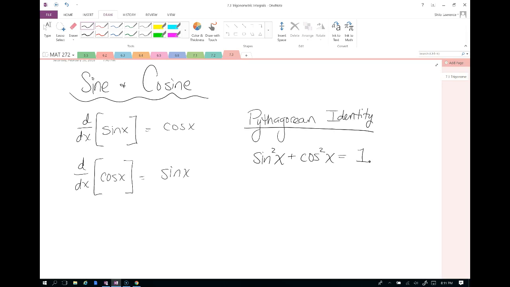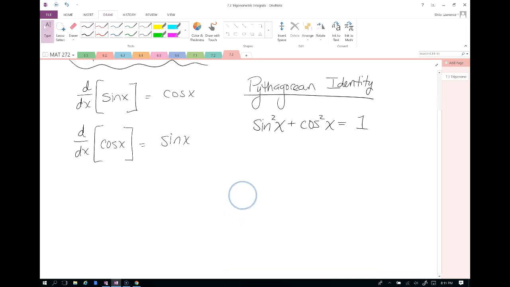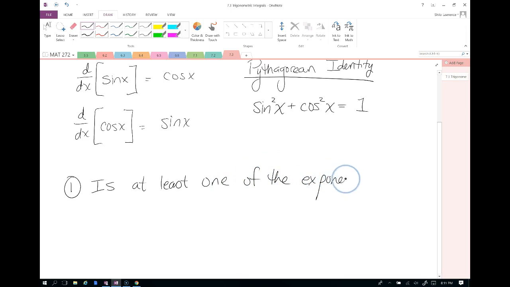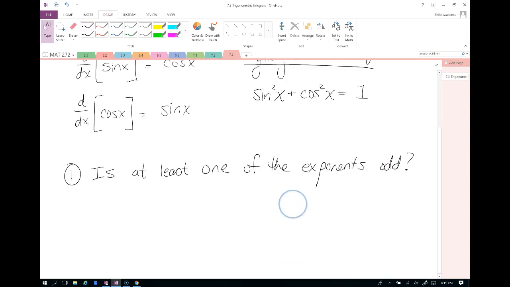But the first thing you should check when you're asked to integrate some expression that has sines and cosines in it, especially if it's just a product or a quotient of a bunch of sines and cosines, is you need to look at the powers. And you need to see if you have an odd power, or at least one of the powers odd. And if so, this is going to make it a lot easier.